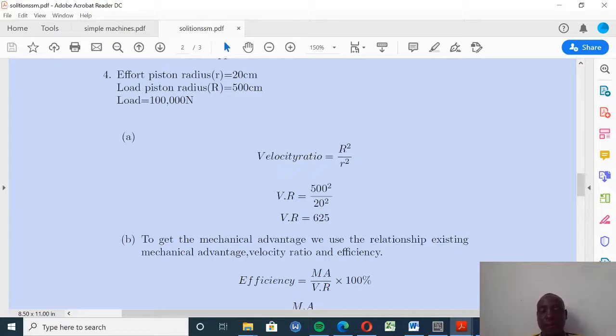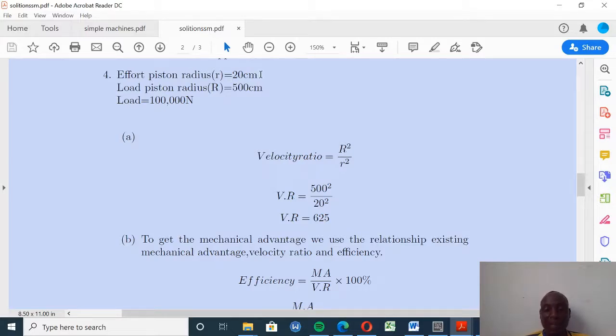Of course, it is known that the velocity ratio of a hydraulic press is given by the formula area of the large piston divided by area of the small piston. This is the same as saying radius of the large piston squared divided by radius of the small piston squared. It is the same thing because pi is a constant. Here we have that the load piston has a radius of 500 centimeters and the effort piston has a radius of 20 centimeters.